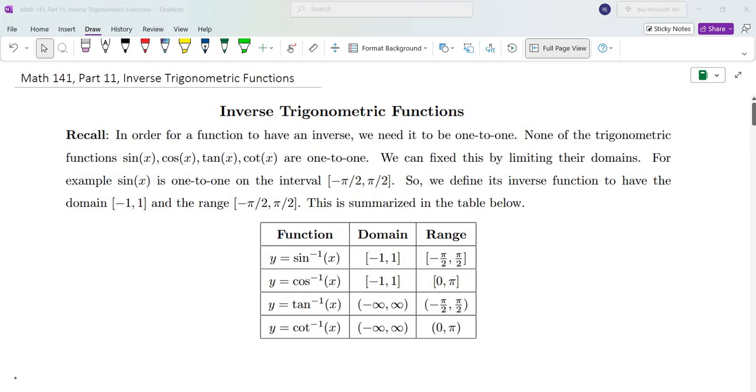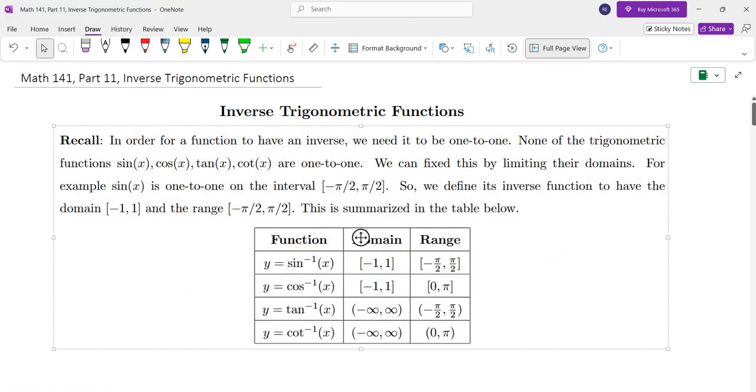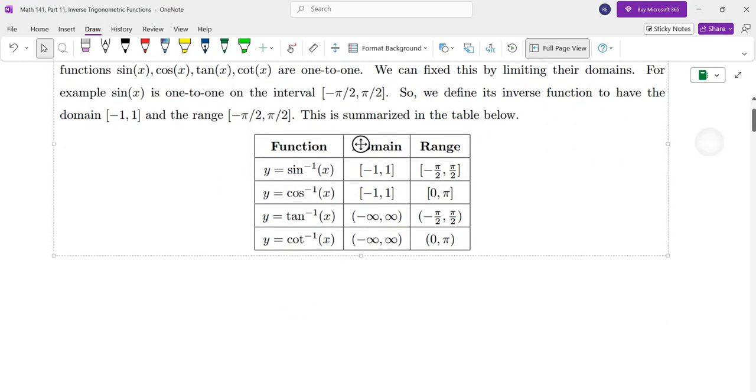None of the trigonometric functions, sine, cosine, tangent, and cotangent, are one-to-one. So in order to be able to define their inverses, we have to limit their domains. Let's look at the graph of these functions and see where they are going to be one-to-one.